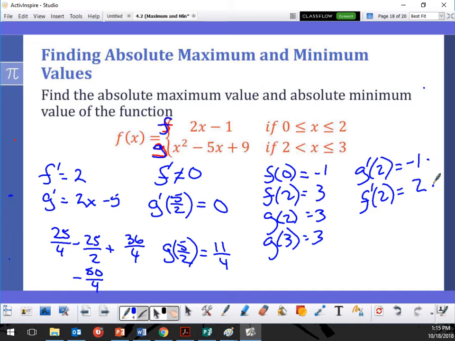So I'm going to have a maximum over here. I'm going to say maximum at 3 because that's one of my endpoints that I'm checking. So I'm going to have a maximum at 3 and a minimum at, go ahead, say 0. Yeah, okay. So max at 3, min at 0.